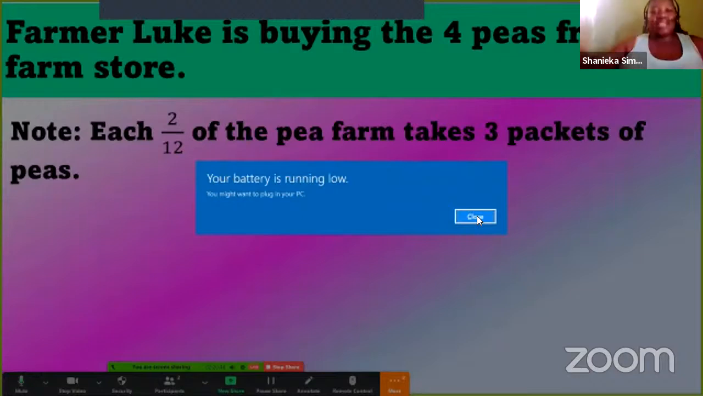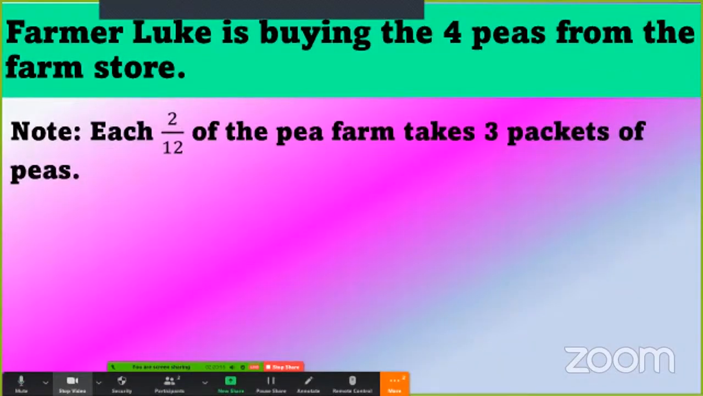Now, it says that you're to note that each 2/12 of the pea farm takes 3 packets of peas. All right, so go ahead and tell us how many peas he's going to need to buy. Just give me a minute.